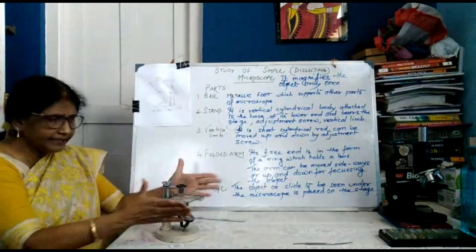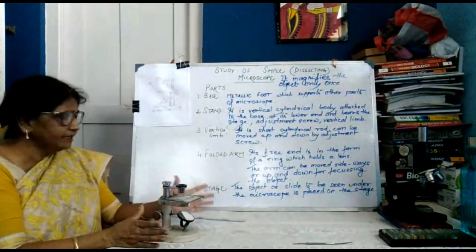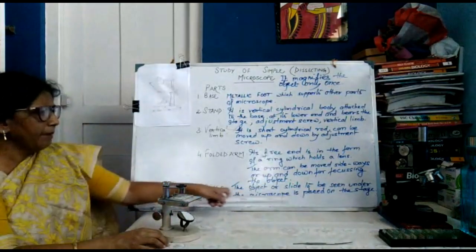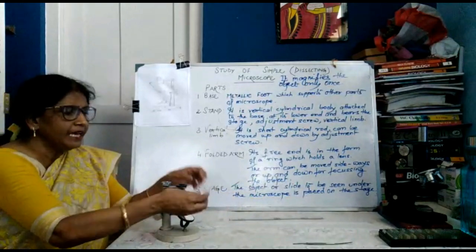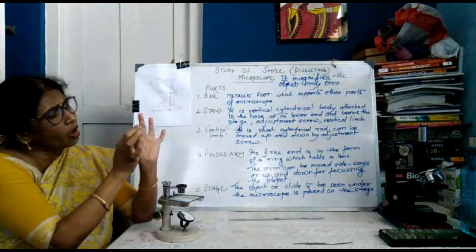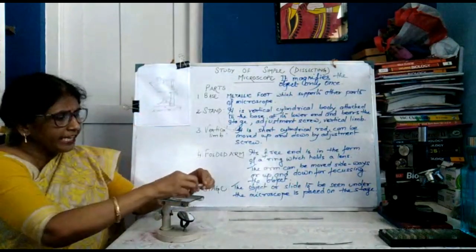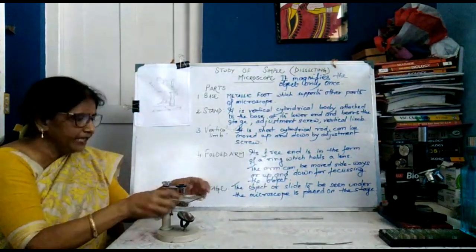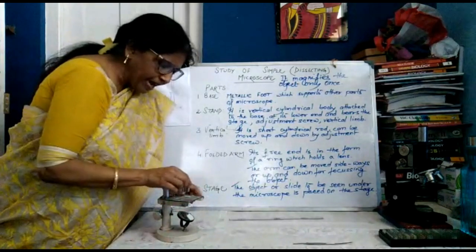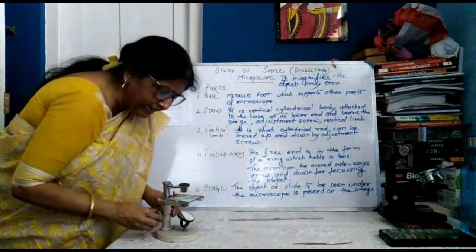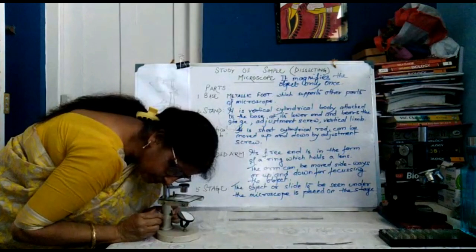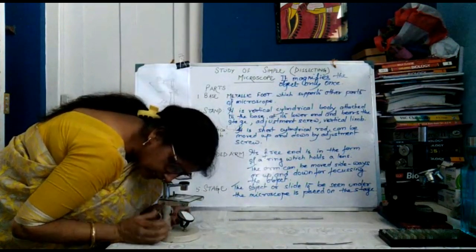Then the stage is there. This is the stage. You can see it is glass, transparent. The object or the slide to be seen under the microscope is placed on the stage. So you can see I have taken one slide. This is the slide, the cover slip is there and the object is placed here. Then I have to keep this slide on this stage, attach these clips, and then see it by moving this arm and the adjustment screw. I have to see where I get the best image of the object.